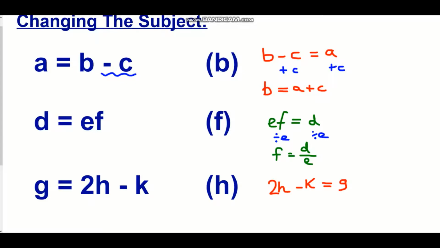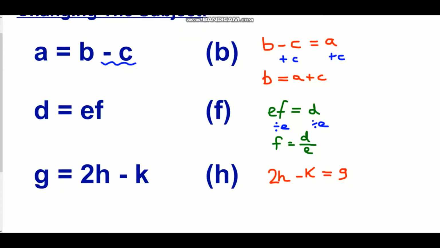So we have to do 2 steps to rearrange this equation. It's much like your linear equations that you know how to solve. First thing we have to do is add K on both sides. That gives us that 2H is equal to G plus K.